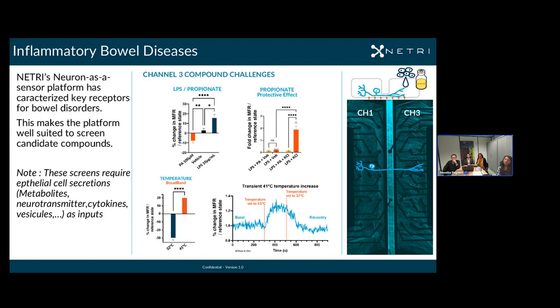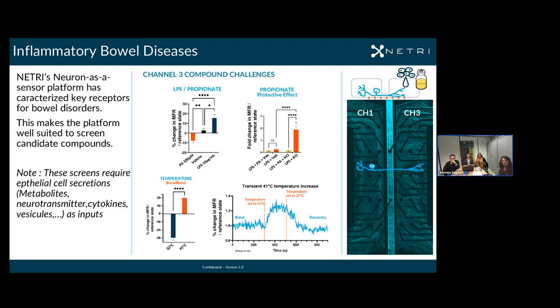The last application for this platform is that it could be used to understand a bit more about IBD or the gut-brain axis by using either secretions, metabolites, neurotransmitters, or cytokine inputs. We've been able to show that LPS added on its own, so that it will be inflammatory, will increase the electrophysiological activity.